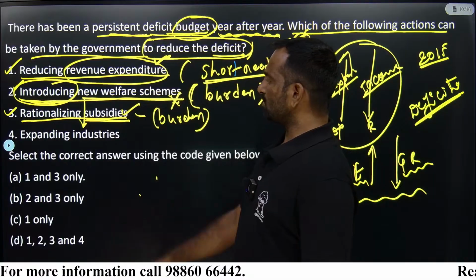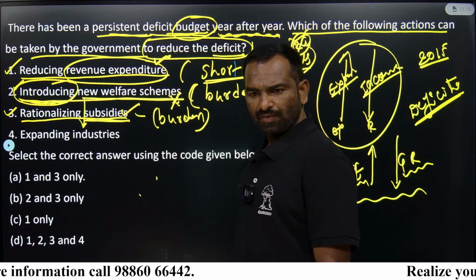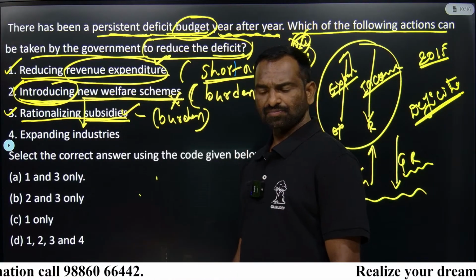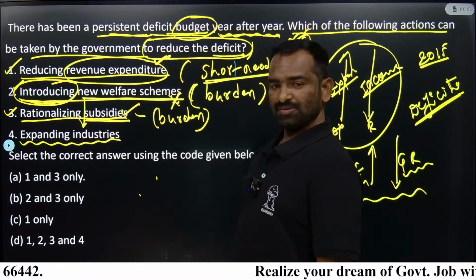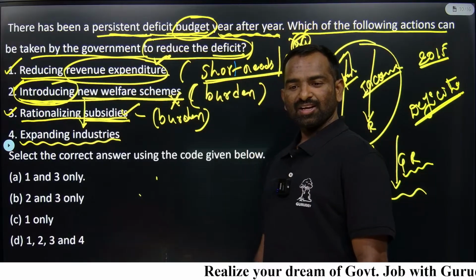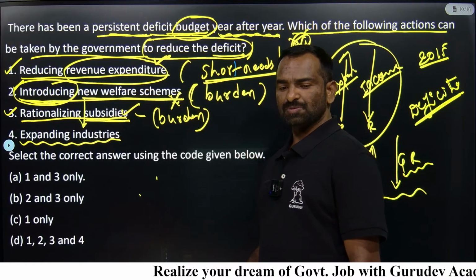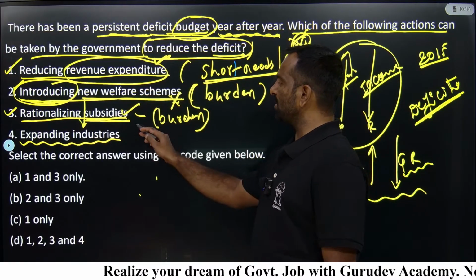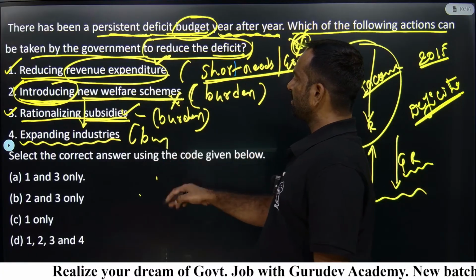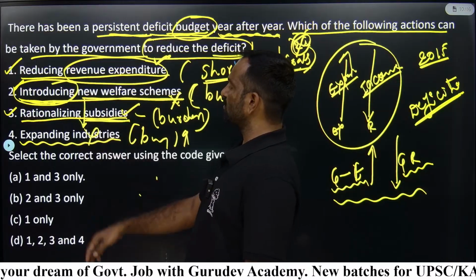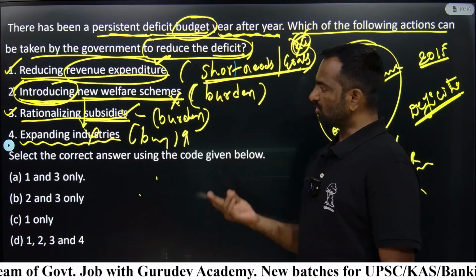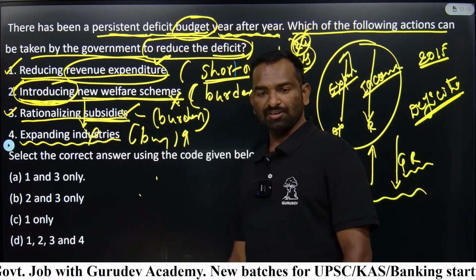What about the fourth one, expanding the industries? If the government wants to expand the industries, there must again be a burden. So the burden will increase, and the deficit will again go up. So that's why. What's your answer? Come on, now tell me your answer.